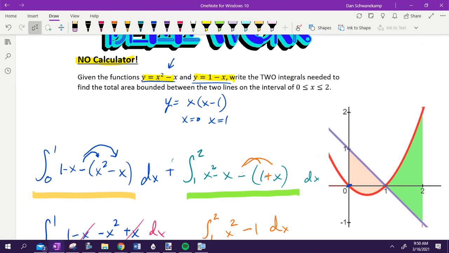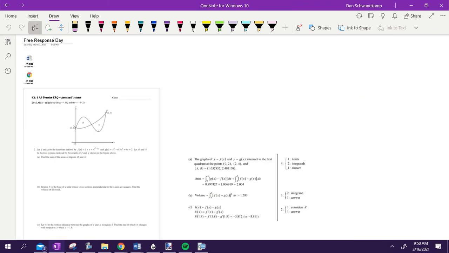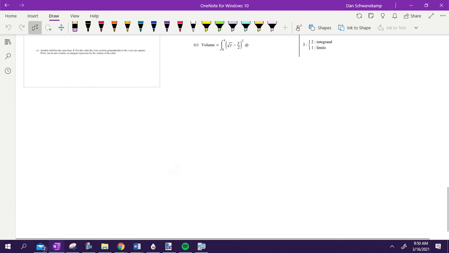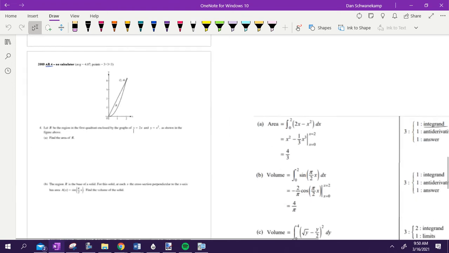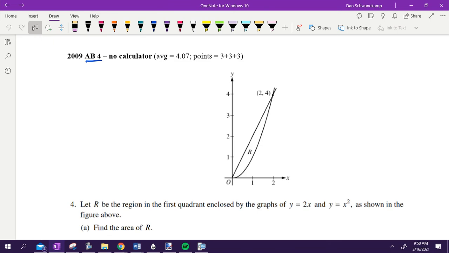All right, today we are working on free response. Okay, so I just gave you a packet. This is a couple questions from the last few years, kind of jumping around a few. We're going to start off here on the back side. The 2009 free response question.